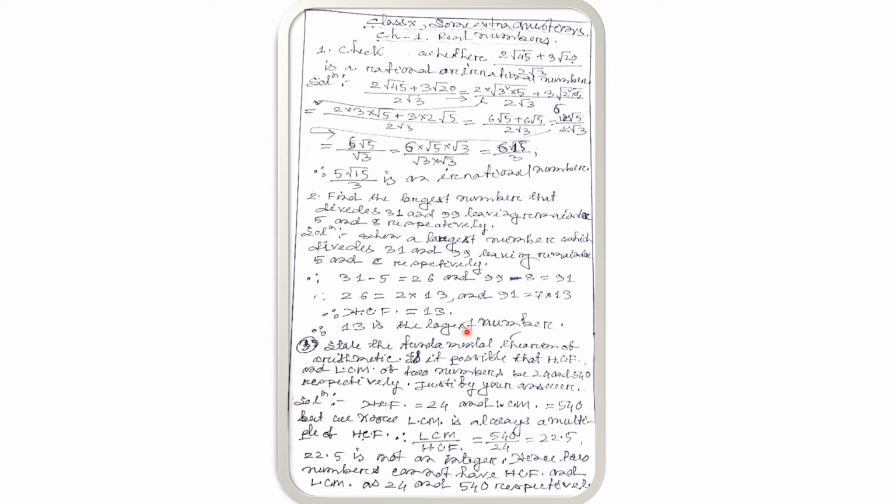Now, 13 is the largest number. It means if you divide 31 and 99 by 13, then they leave remainder 5 and 8 respectively. That's why the greatest number is 13. Now, next question.